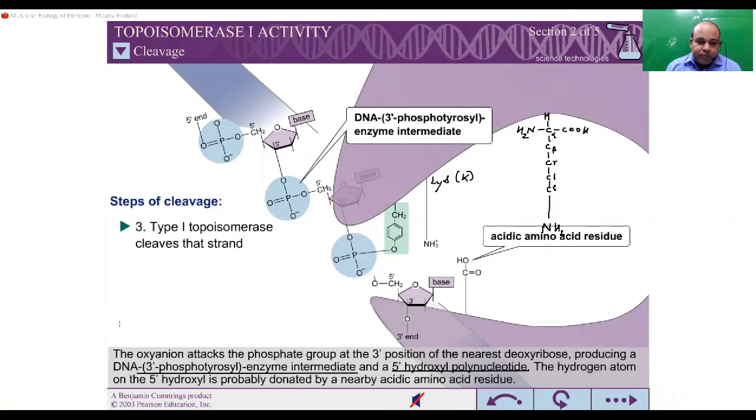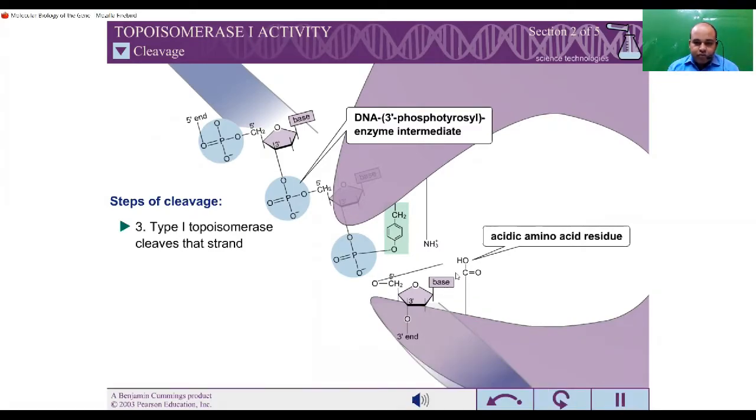The hydrogen atom on the 5' hydroxyl is probably donated by a nearby acidic amino acid residue. Now see, there is another acidic amino acid residue that will be there, and this is going to abstract a proton from here. Now what is going to happen? Let's move forward and look at it. अब क्या होने वाला है देखते हैं हम आगे.